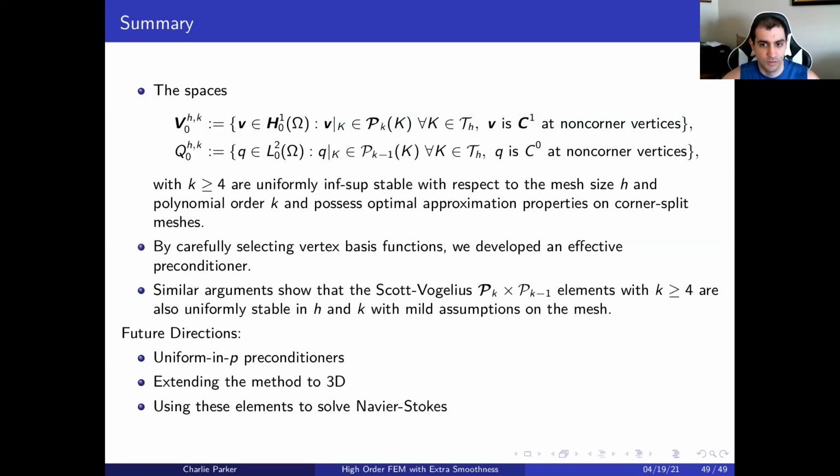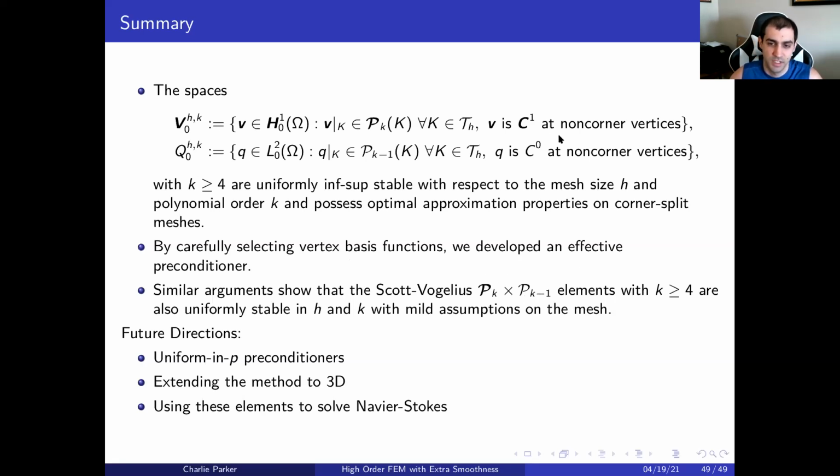And so to summarize, we have these 2 somewhat weird looking finite element spaces that actually have extra smoothness at non-corner vertices, but yet they're uniformly stable and they possess optimal approximation properties still, as long as you're using these corner split meshes. And so as long as you carefully select the vertex basis functions, you can develop an effective preconditioner.